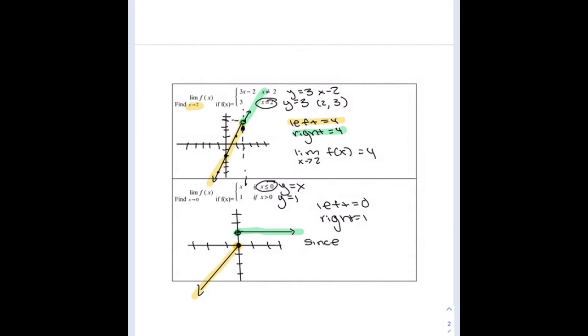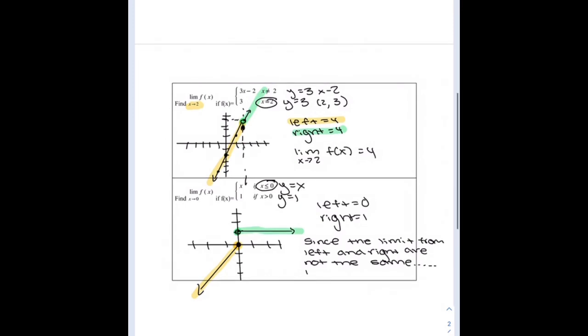So since the limit from the left and right are not the same, the limit does not exist. And that's it. Let me know if you have any questions.